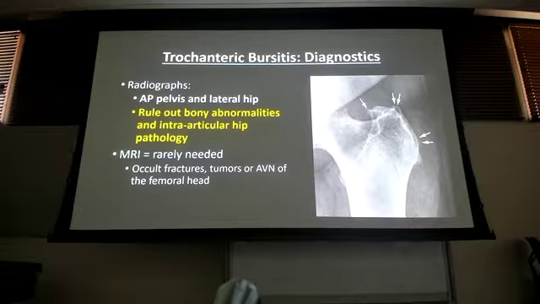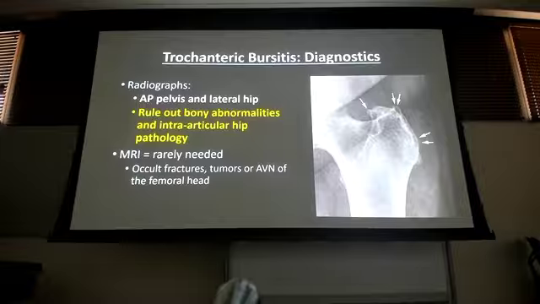So you want to rule out bony abnormalities and or intra-articular hip pathology, right? When it comes to trochanteric bursitis, though, it kind of quacks like a duck, right? Sounds like a duck, walks like a duck, no pun intended, right? Then it's a duck, right? So we don't commonly get MRIs, right? So it says here rarely needed, right?